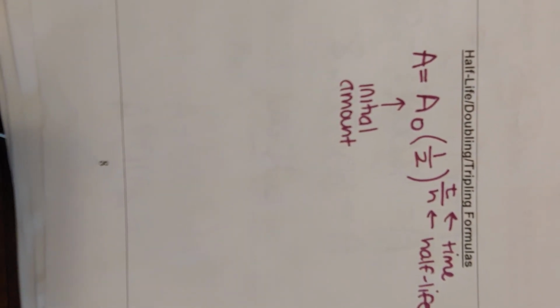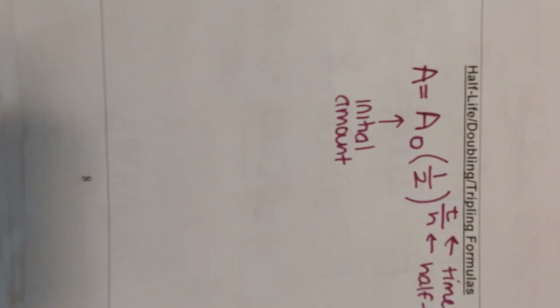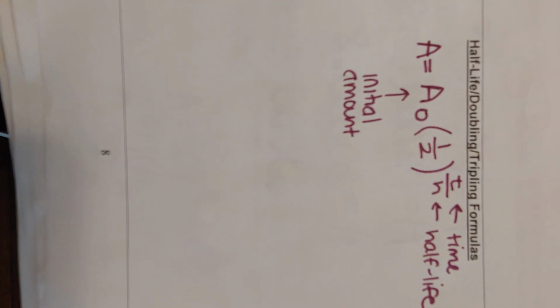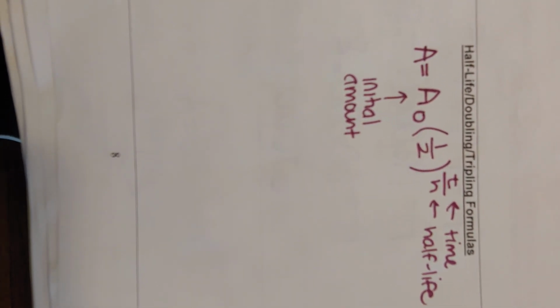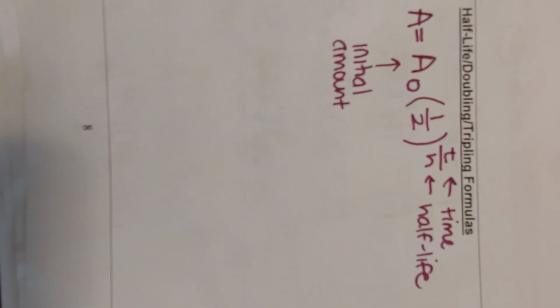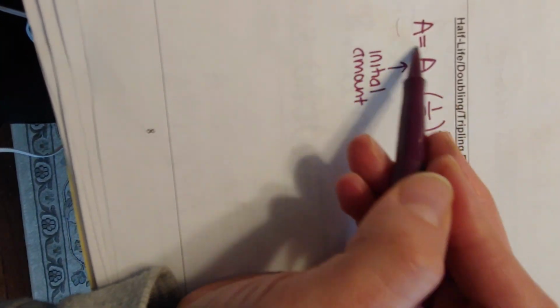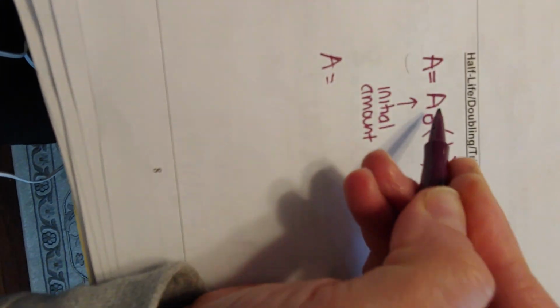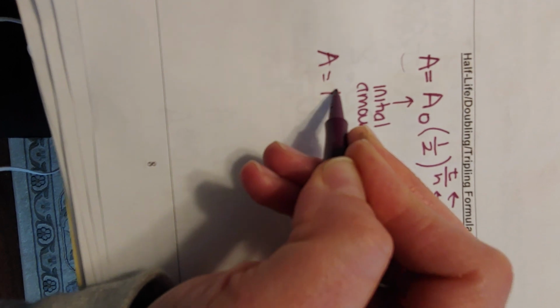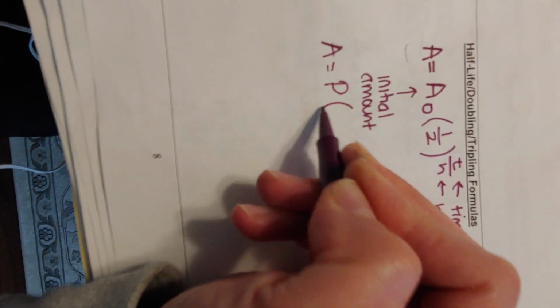Okay, so we're on page 8 in the packet. We're going to talk about half-life, doubling, and tripling formulas. As you can see, the half-life formula is an exponential formula. Notice our final amount is equal to A sub 0. That could be confusing, so that's why we like to sometimes just change that to P, our principal amount.